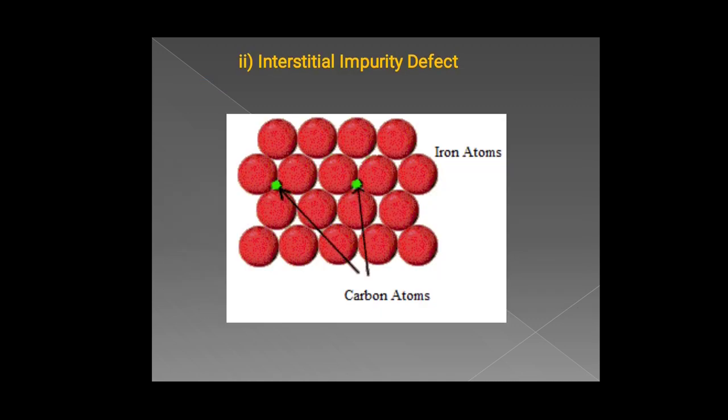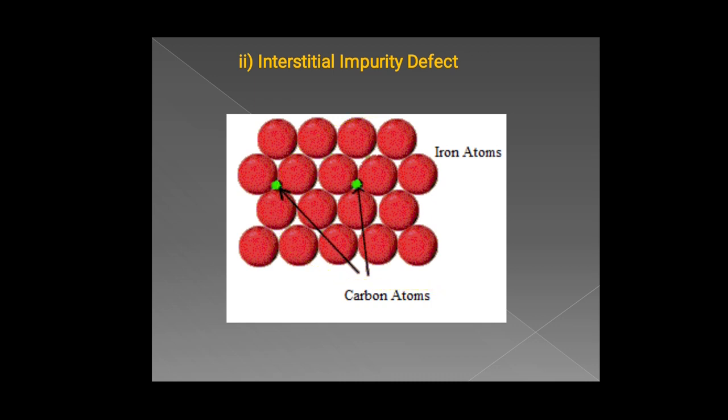The next is interstitial impurity defect. If you see where the atoms are arranged, now this will be seen of course in non-ionic compounds, as you can see in the diagram. So if you consider, these all are the atoms of iron.